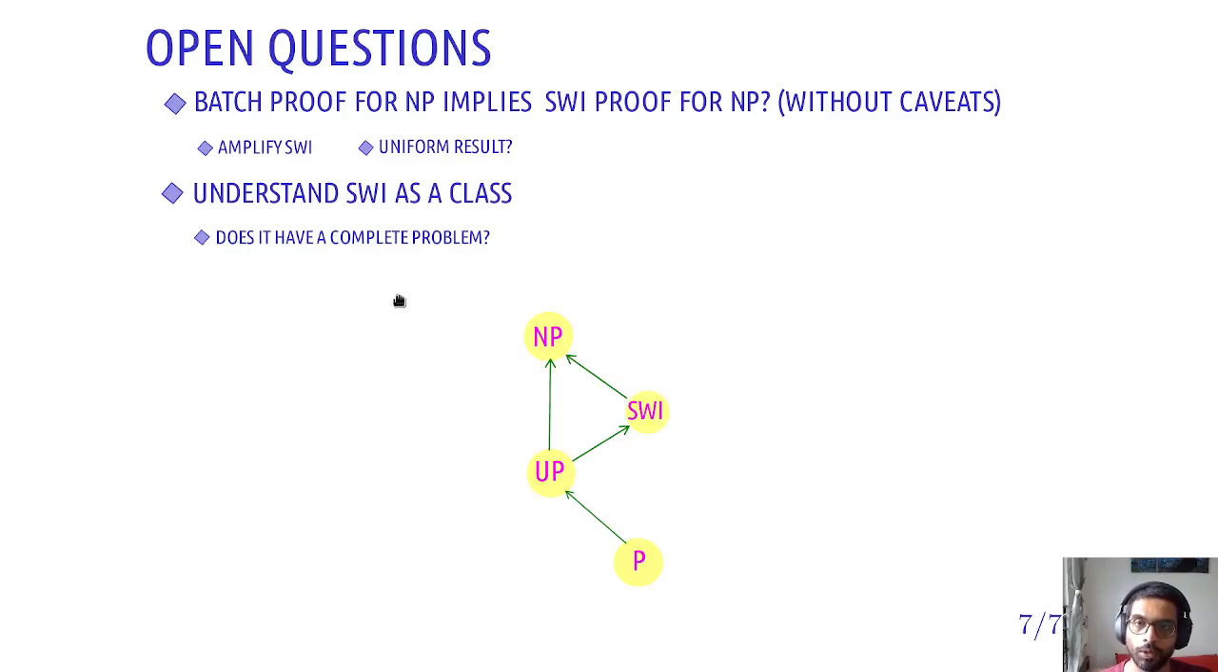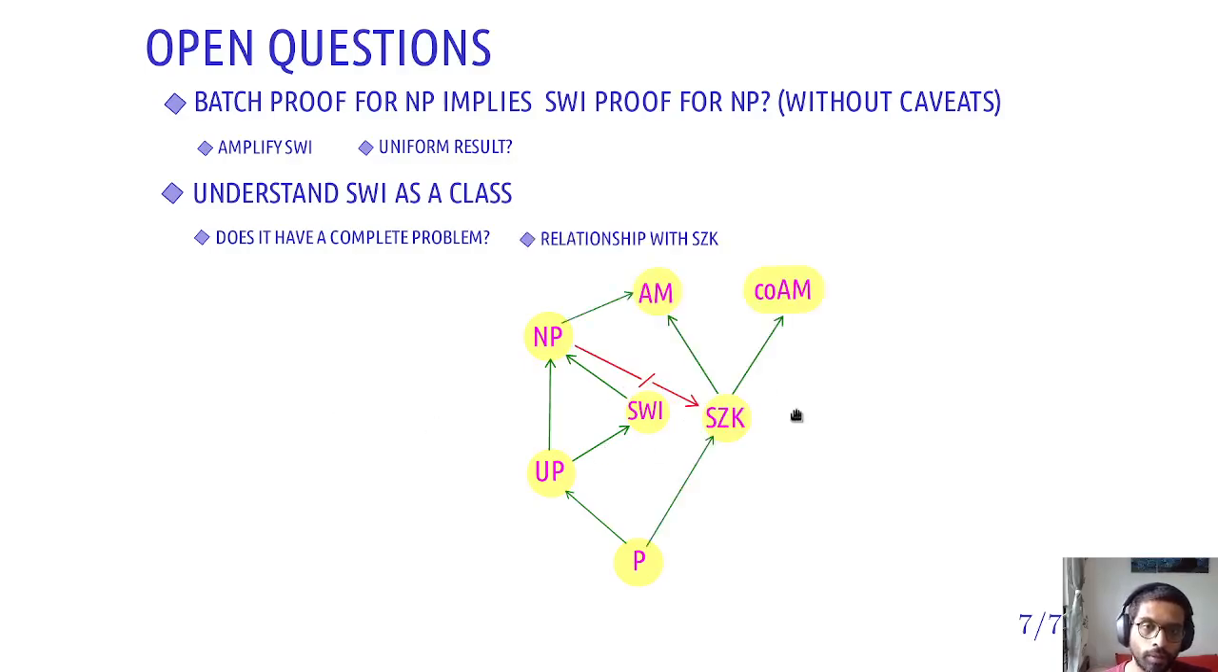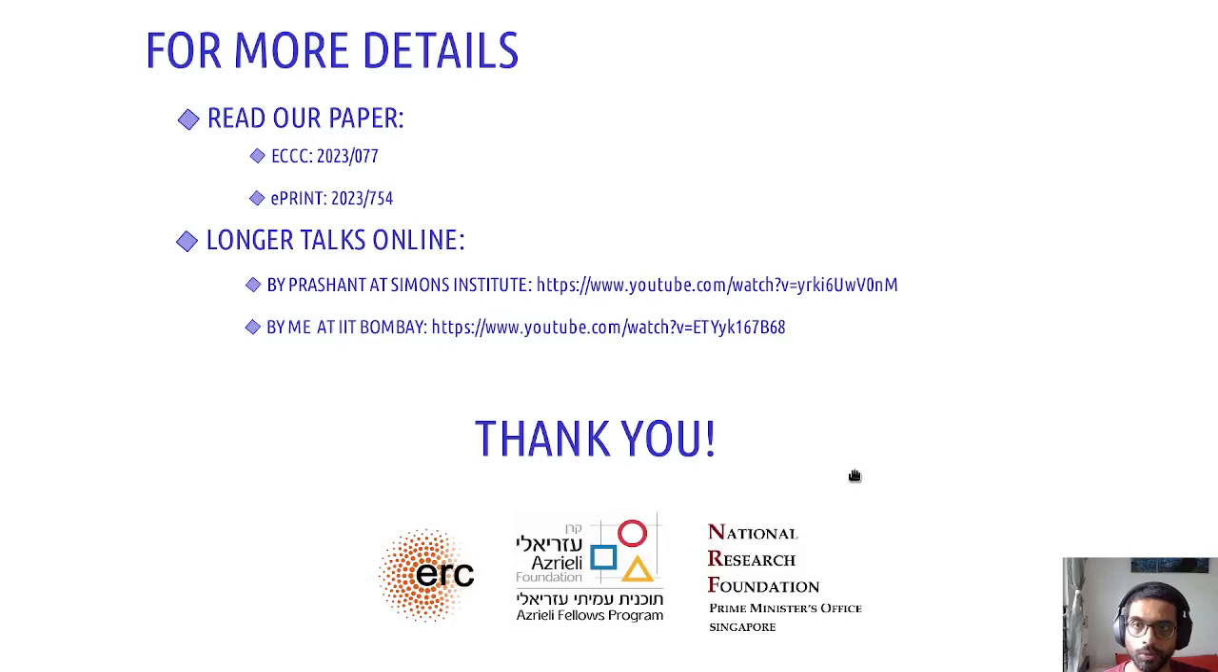The second open question is to understand SWI as a class. The sister class of SZK has been well studied by now, but we could define a class SWI, which is the set of all languages with efficient prover SWI protocols. Does it have a complete problem, for example? Studying the relationship between SWI and SZK is also an interesting avenue to pursue.